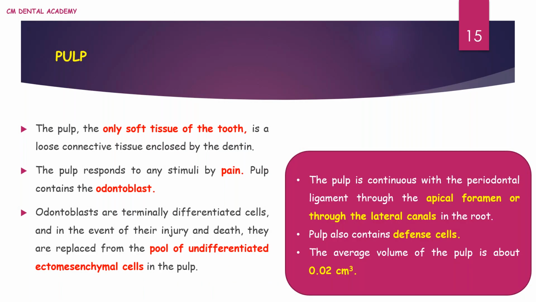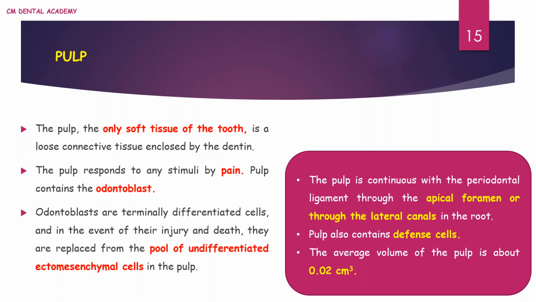The innermost layer, that is the pulp, is the only soft tissue of the tooth. It responds to stimuli in the form of pain. It contains odontoblasts. It also has a pool of undifferentiated ectomesenchymal cells.